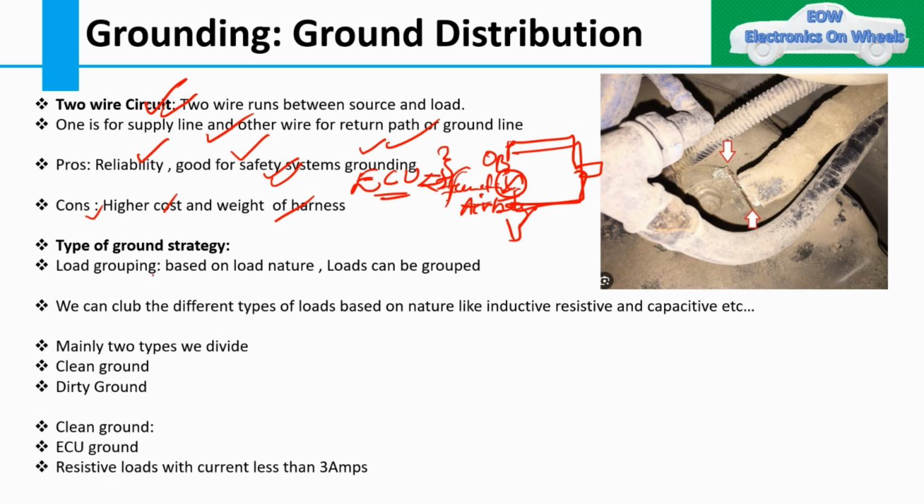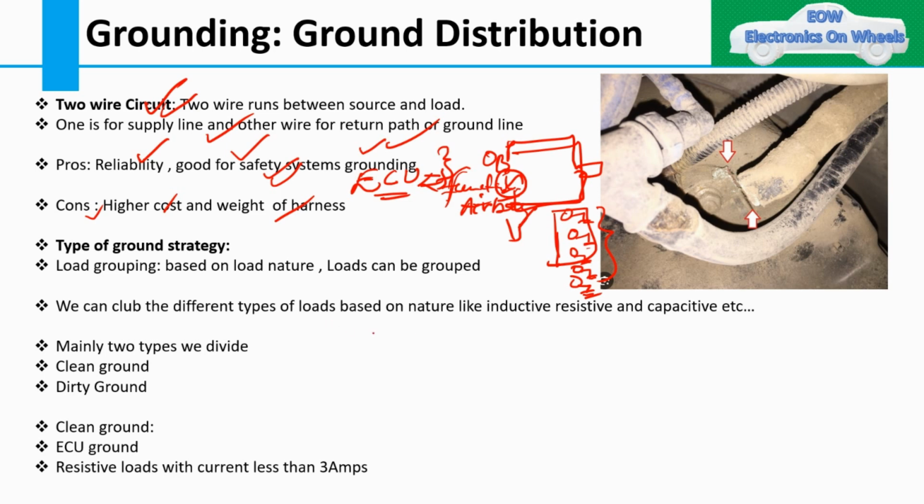So the type of ground strategy we will discuss. First, ground load grouping, which we decide based on the load nature. So we can group the loads based on the load nature. I have given you one example, like suppose I have 10 loads. Should I give a single wire for all the loads? This is not a good way of giving the grounding. So what is the strategy? We will group the loads, and how we group them will depend on the nature of the load. Then we will see how we can club the different types of load based on the nature.